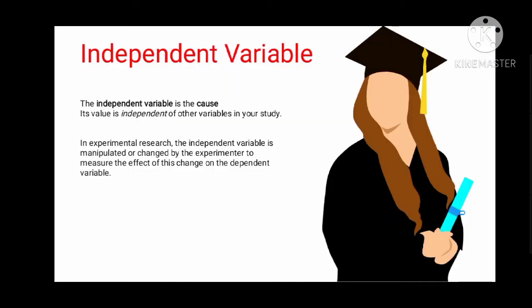The first one, the independent variable, is the variable that is the cause. Its value is not dependent on other variables in your study. Or we can say that the independent variable is the variable that the experimenter changes or controls, which is assumed to have a direct effect on the dependent variable. The experimenter is going to measure the effect of the change in the independent variable on the dependent variable itself.